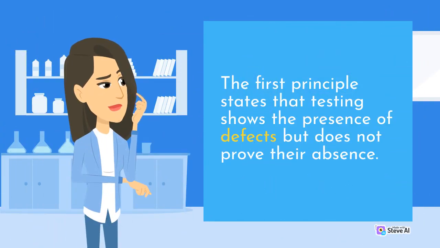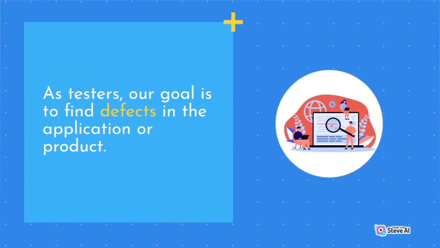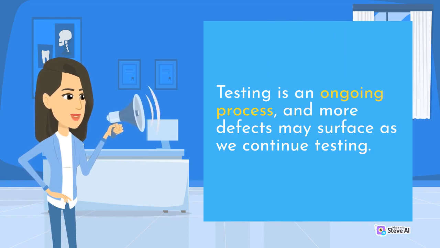The first principle states that testing shows the presence of defects but does not prove their absence. As testers, our goal is to find defects in the application or product. However, no matter how much we test, we cannot claim that there are no more defects. Testing is an ongoing process, and more defects may surface as we continue testing.